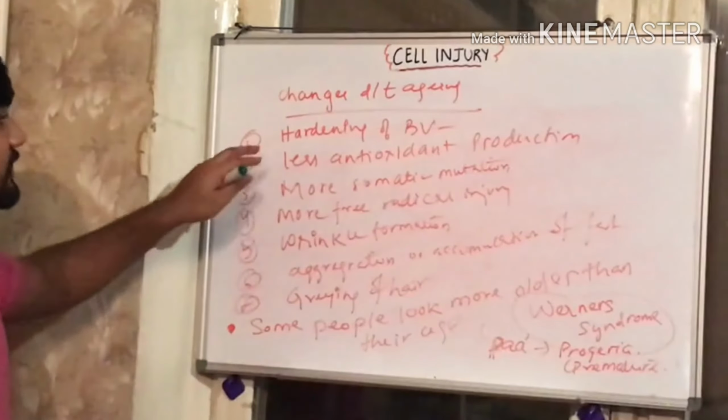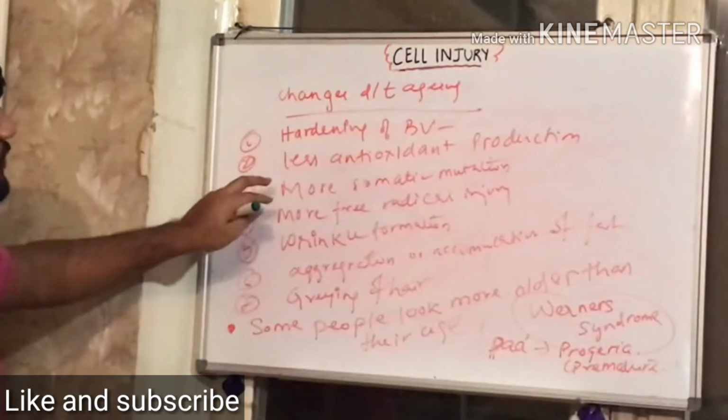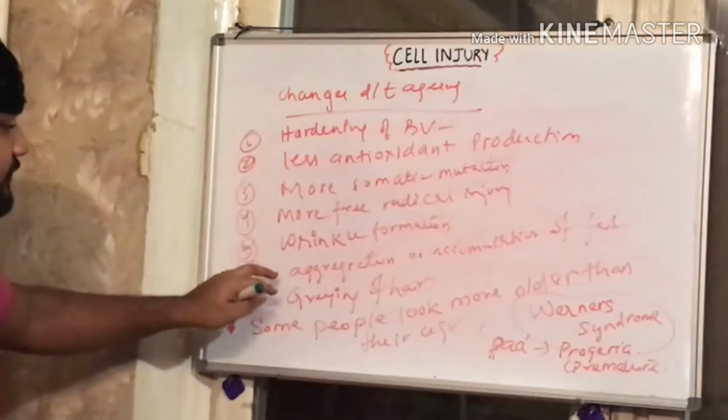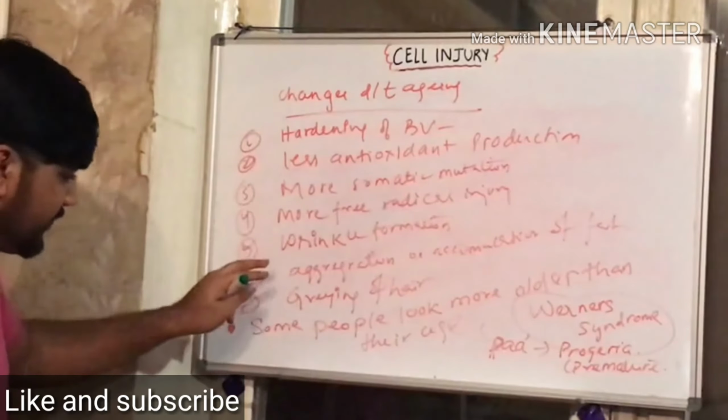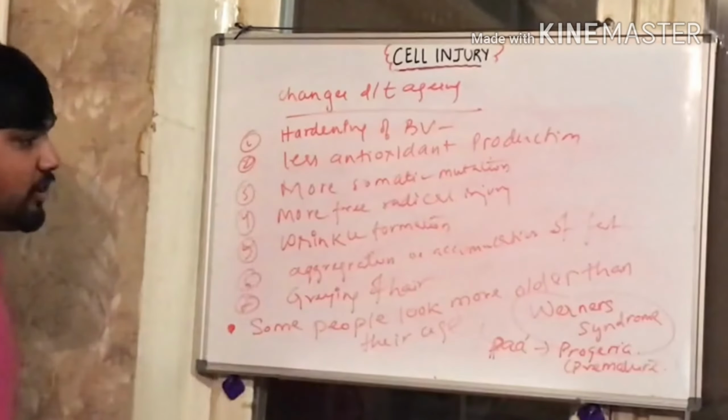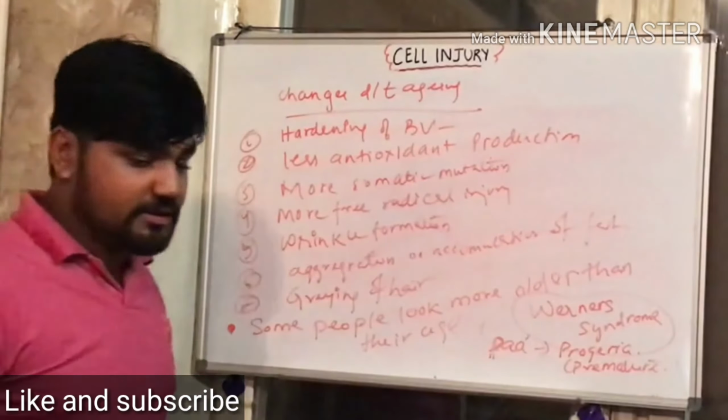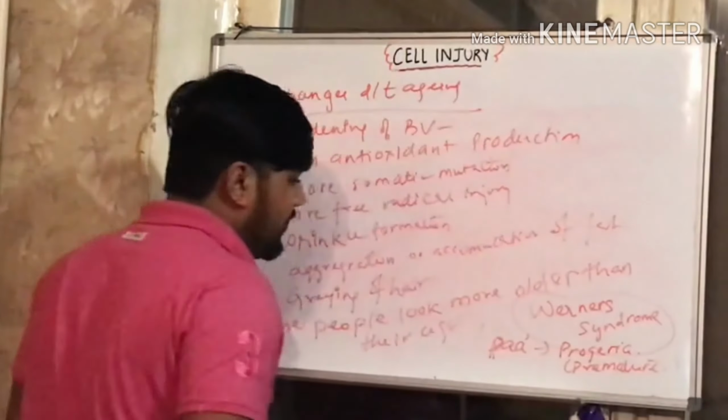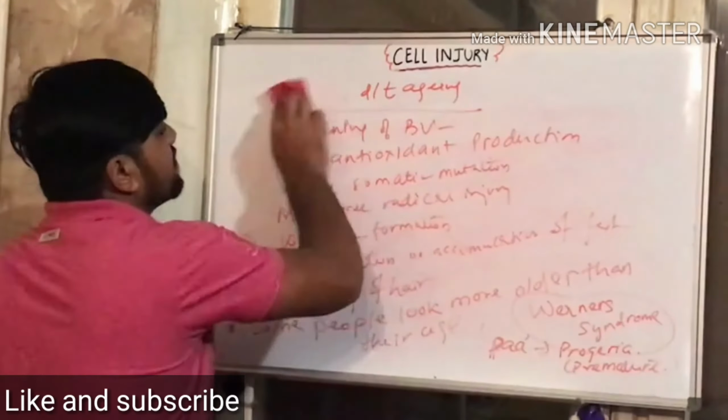Changes due to aging: hardening of blood vessel, less antioxidant production, more somatic mutation, more free radical injury, wrinkle formation, aggregation and accumulation of fat, graying of hair. Some people look much more older than their normal age. This is known as Werner syndrome or progeria or Pa.